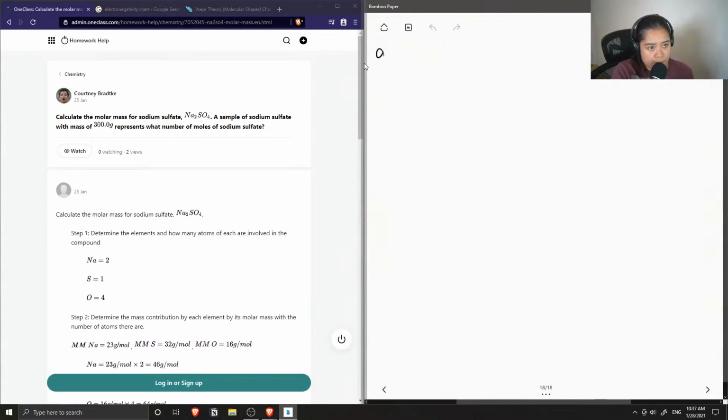Okay, so question number 9. Calculate the molar mass for sodium sulfate, Na2SO4, and a sample of sodium sulfate with a mass of 300 grams represents what number of moles of sodium sulfate? This is a two-part question. So first we need to find the molar mass of sodium sulfate.